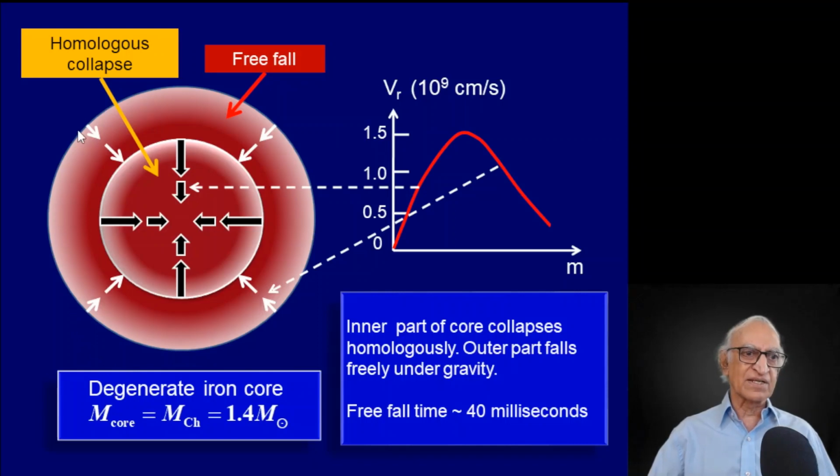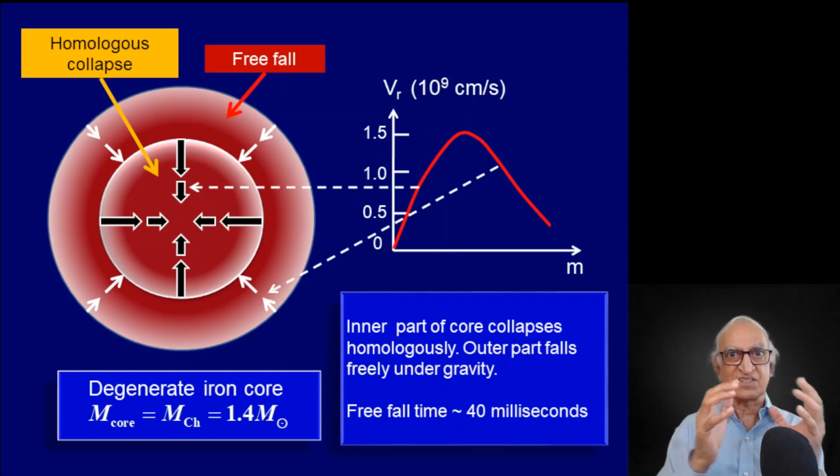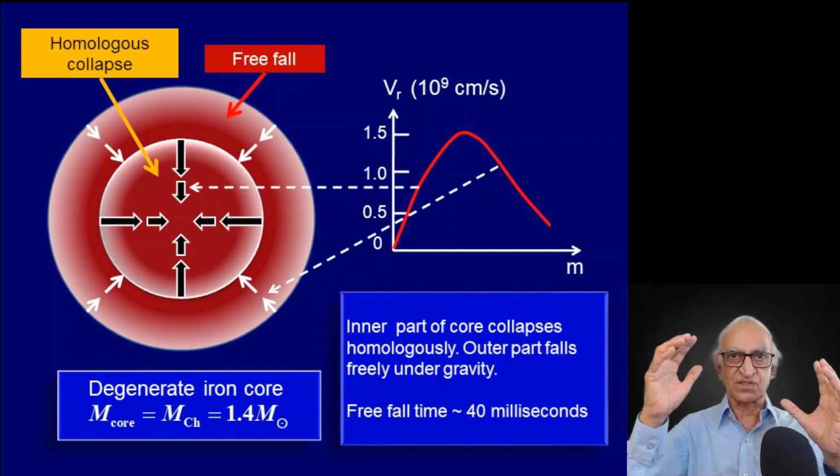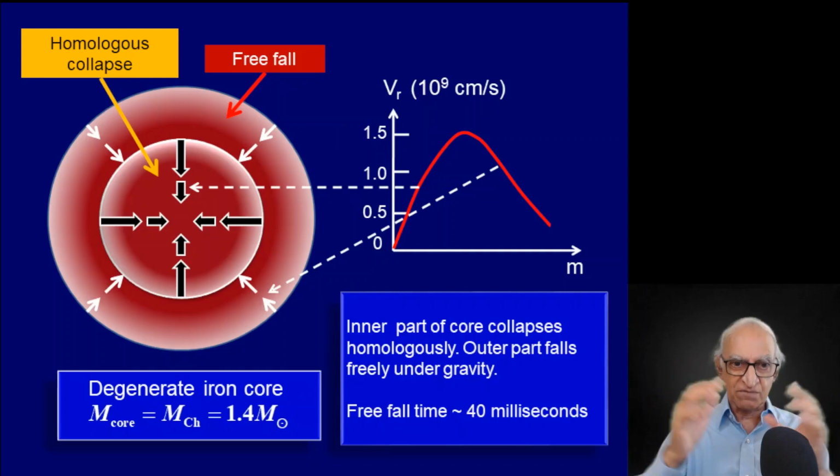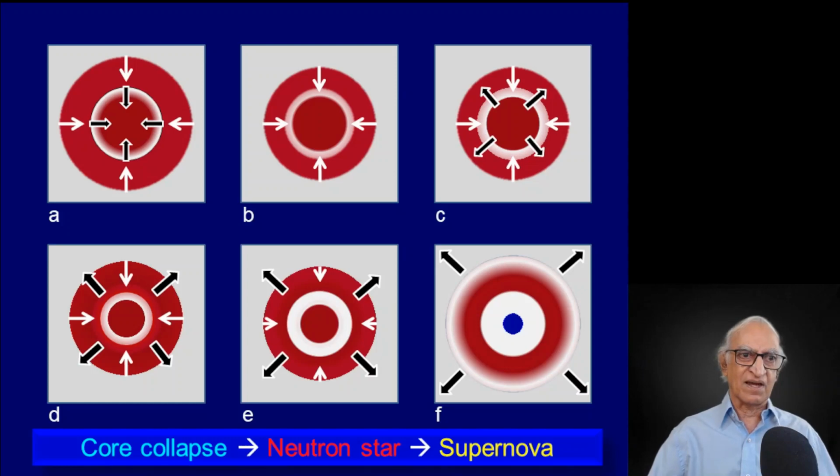I'm considering a degenerate iron white dwarf whose mass is the Chandrasekhar limiting mass of 1.4 times the mass of the Sun. It collapses. The inner portion of the core collapses homologously, and even as it collapses, the outer portions of the core are collapsing freely, falling freely. So this is what will transpire, and I've shown this by a series of pictures. This is what I just said. Inner core collapses homologously. The outer core collapses freely, falls freely.